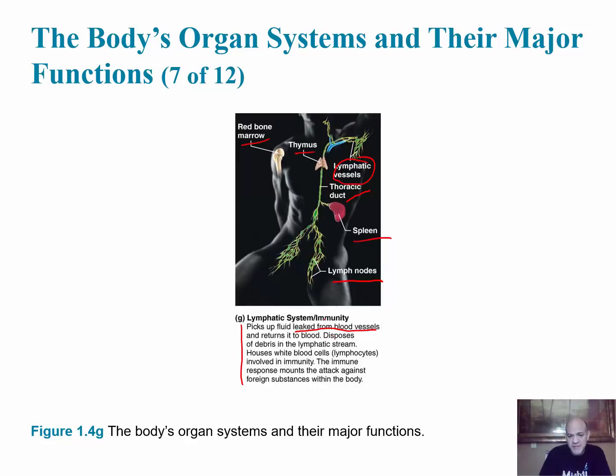Now, when that fluid is returning, it passes through these lymph nodes here, and those lymph nodes serve as a sort of filter to help pick up any debris and any pathogens that may be in that fluid. And in those lymph nodes, you're going to have white blood cells called lymphocytes that are involved in immunity. So there's your connection to the immune system. And the immune response helps provide an attack against any foreign substances, like bacteria, for example.